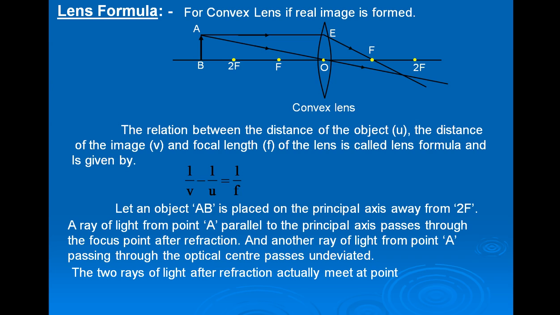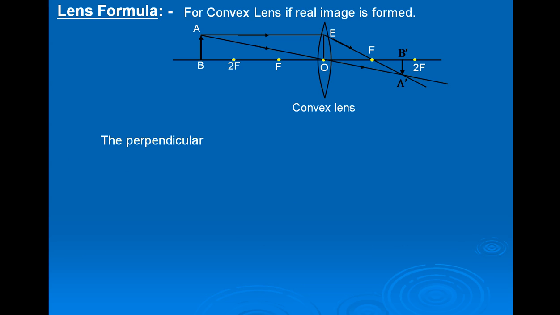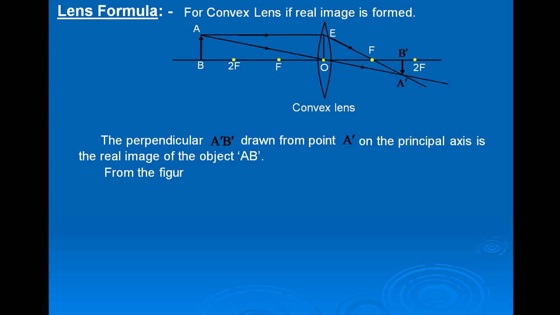The two rays of light after refraction actually meet at a point A dash. So A dash is the real image of the point A. From point A dash, draw A dash B dash perpendicular on the principal axis and join EO. The perpendicular A dash B dash drawn from the point A dash on the principal axis is a real image of the object AB.